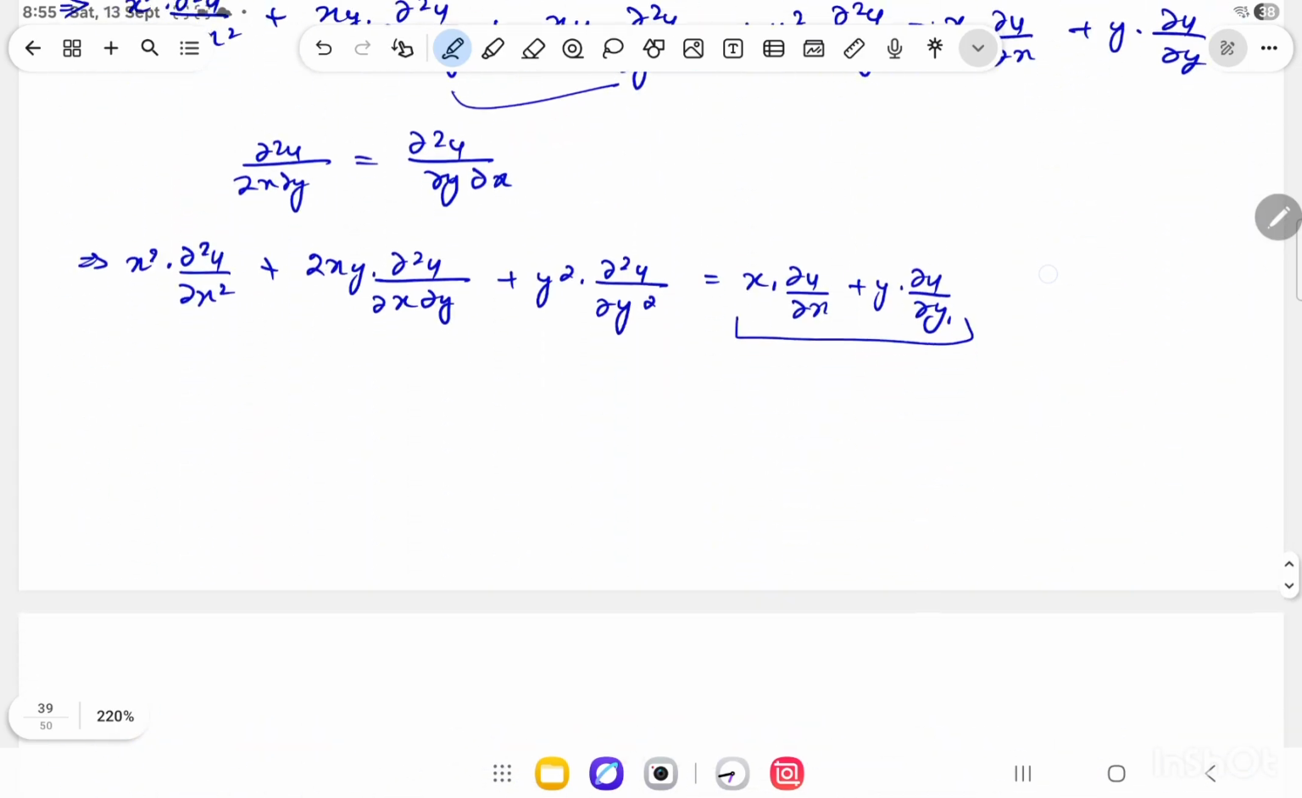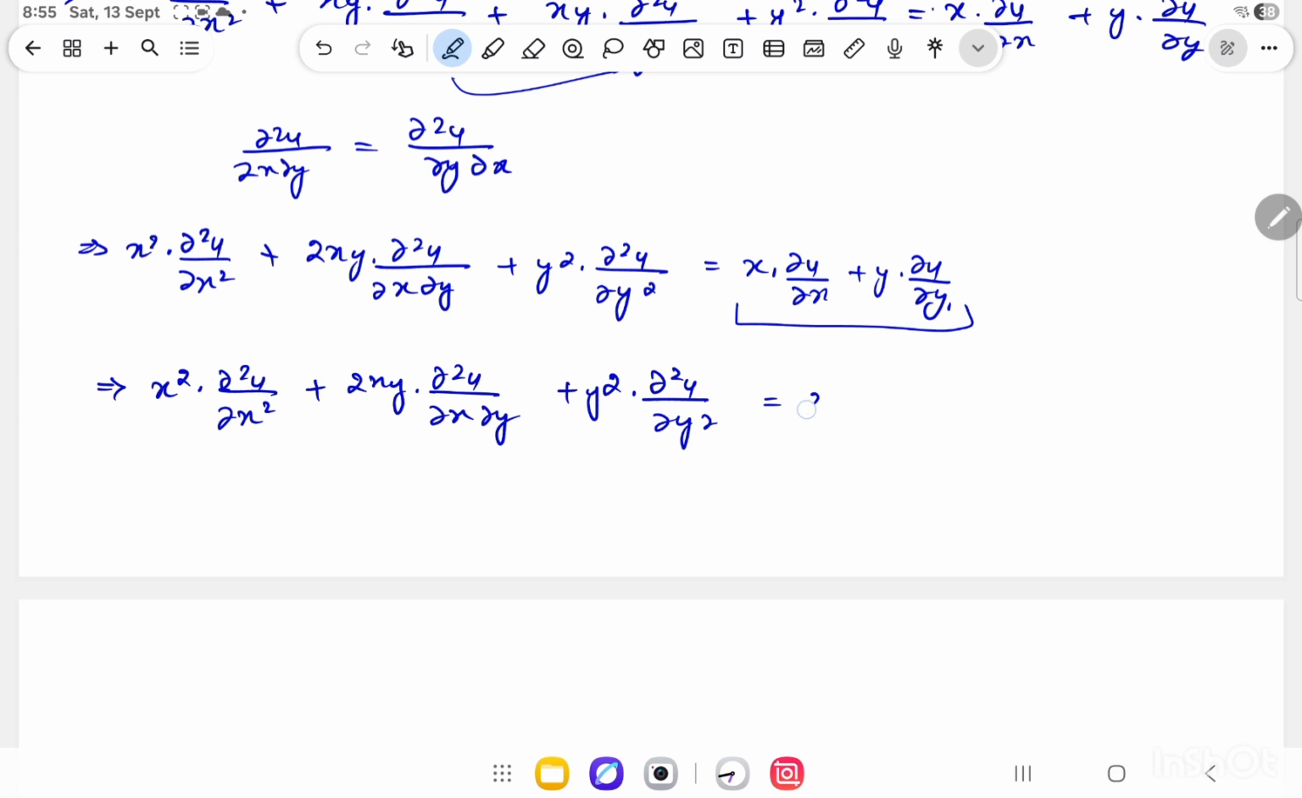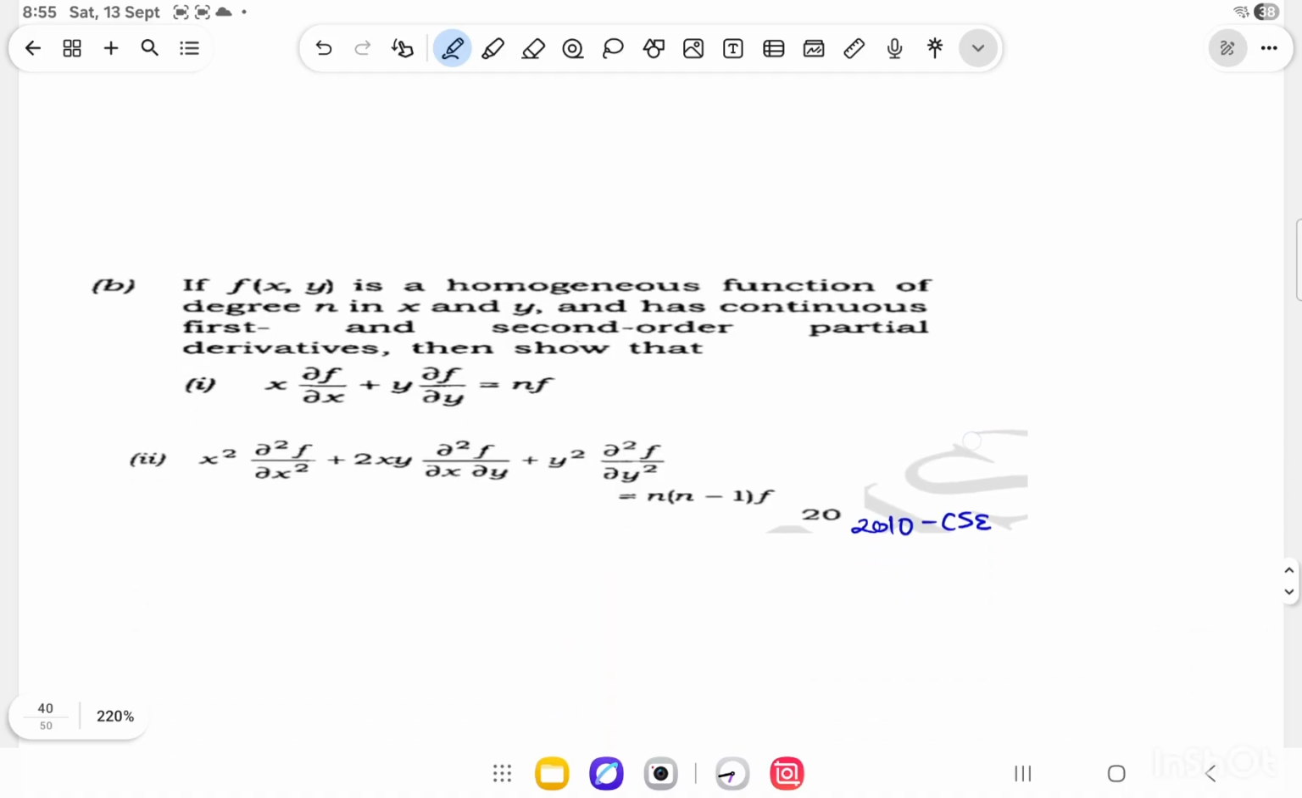So from here I get x square into del square u by del x square plus 2xy into del square u by del x del y plus y square into del square u by del y square is equal to 2u. And that's what we are supposed to show in this question. So let's move on to the next question.